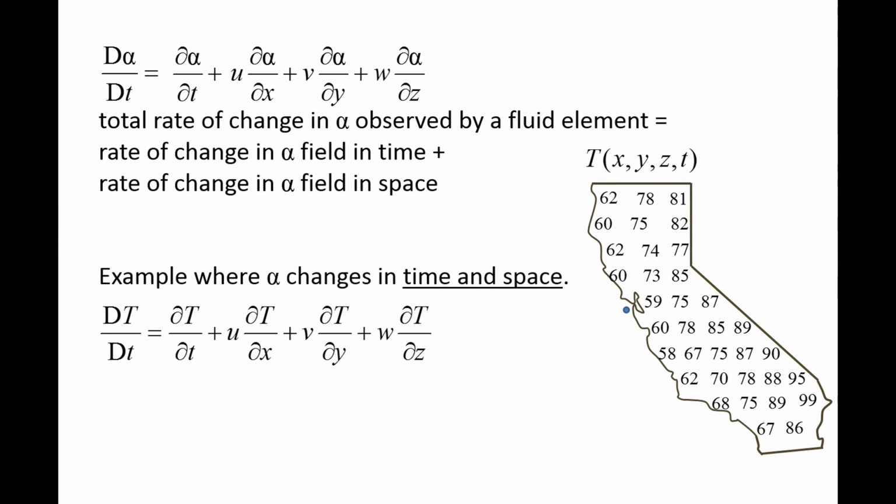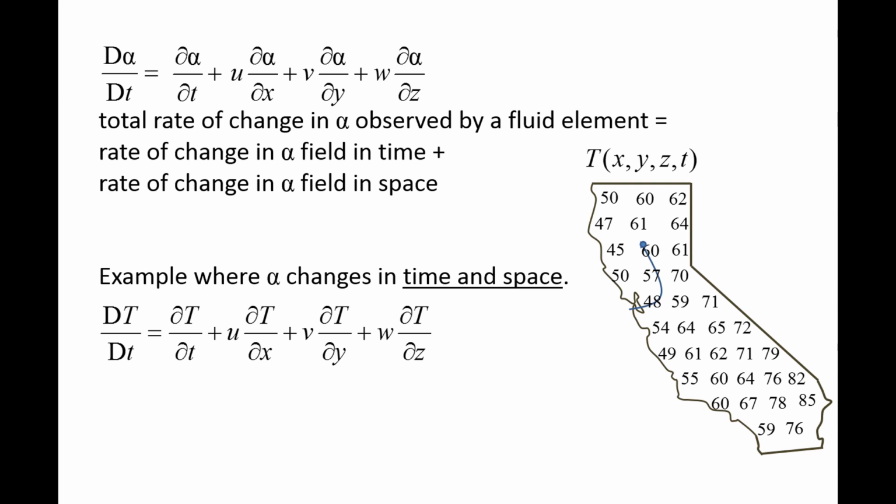Let's examine a situation in which a fluid element will experience a temperature change as it travels over California. In this case, the physical quantity alpha is temperature. The temperature field varies between locations, so the partial T partial x, partial T partial y, and partial T partial z terms are non-zero. Additionally, as the fluid element moves, the temperature field is changing in time. So in this situation, the fluid element experiences a change in temperature due to the temperature field varying in both time and space.